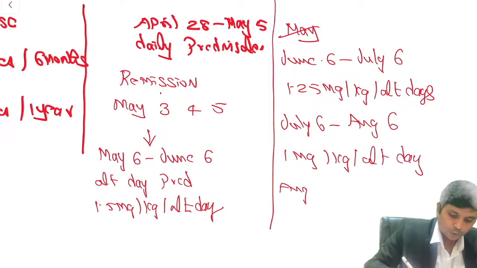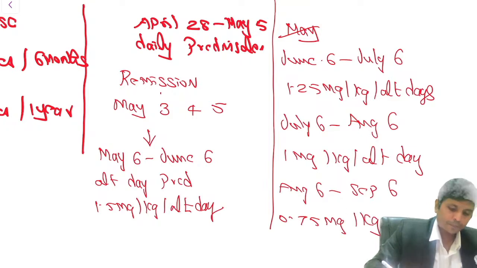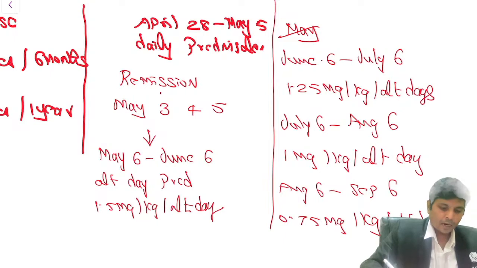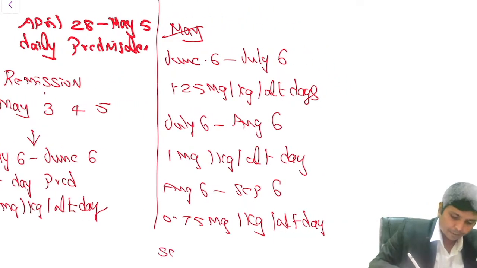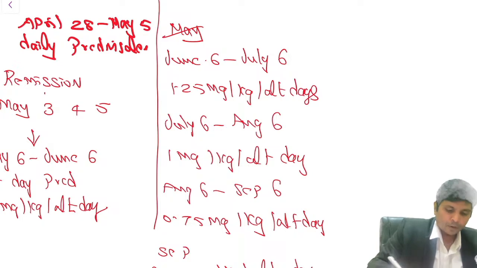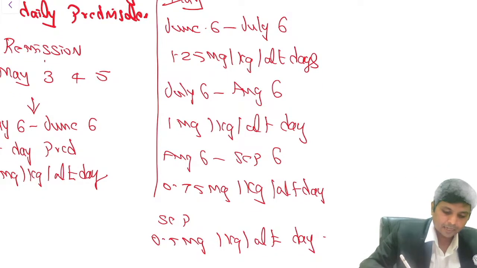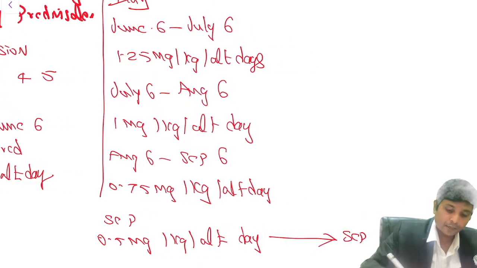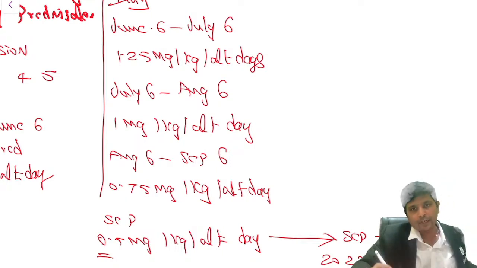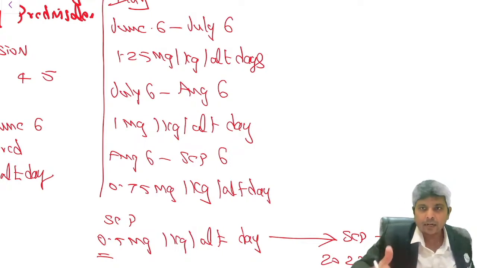And from August to September 6, you need to give 0.75 mg per kg on alternative days. And it is followed by 0.5 mg per kg on alternative days. You need to maintain this 0.5 mg per kg on alternative days from September, let me say 2023, for about 6 to 18 months, till September 2024. This 0.5 mg per kg on alternative days does not produce any steroidal Cushing effect.